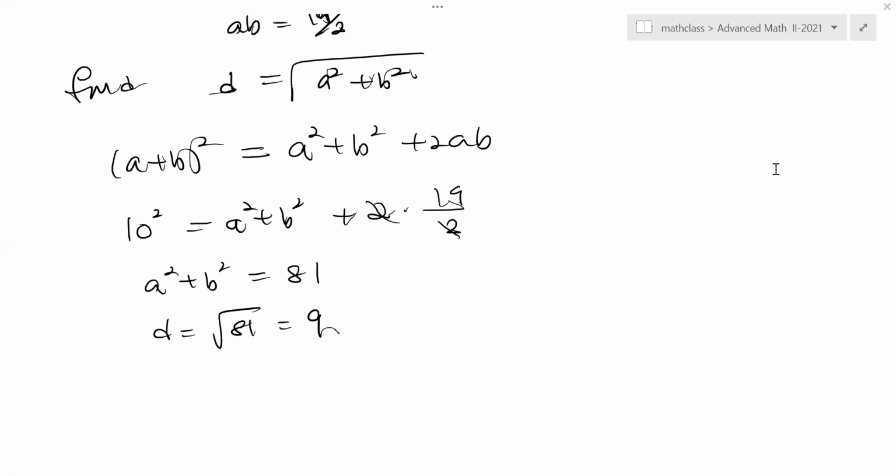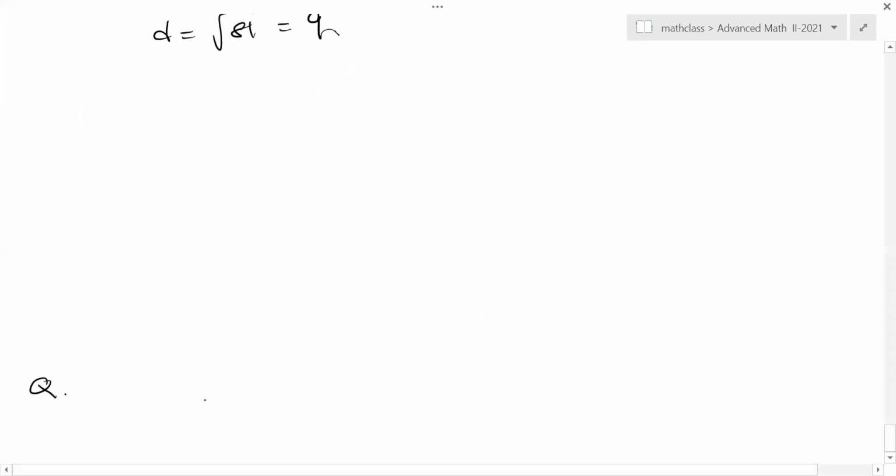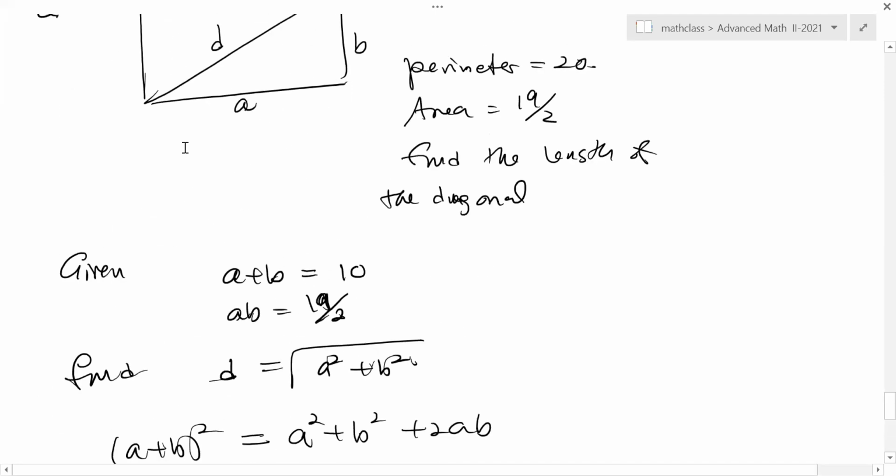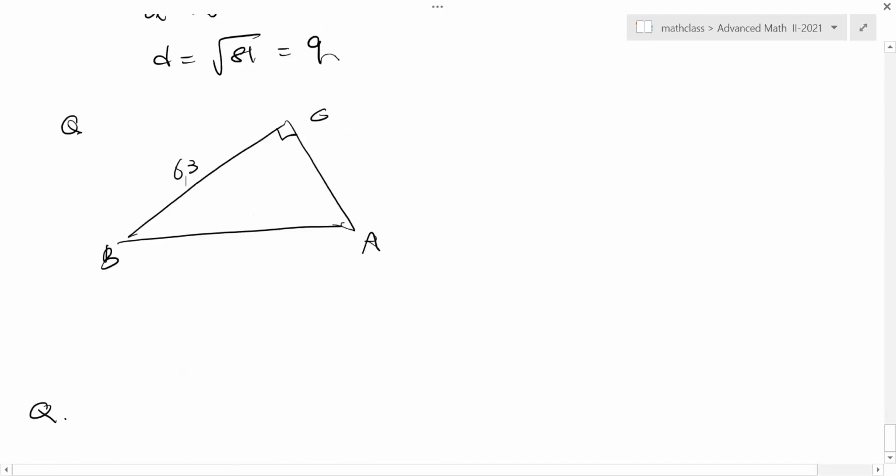All right, so let's look at the following problem. This is a right triangle. Here's A, B, and C. So this is a right triangle here, 90 degrees. BC is going to be 63, and AC is going to be 16.